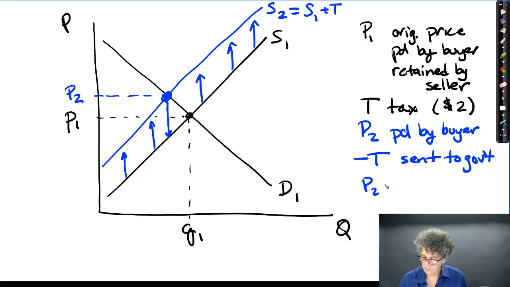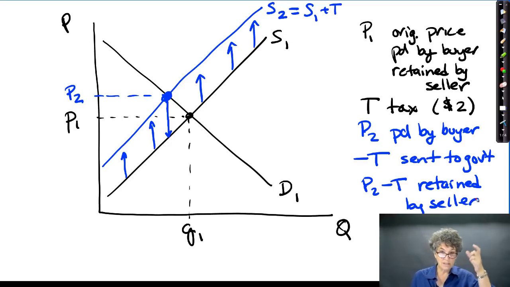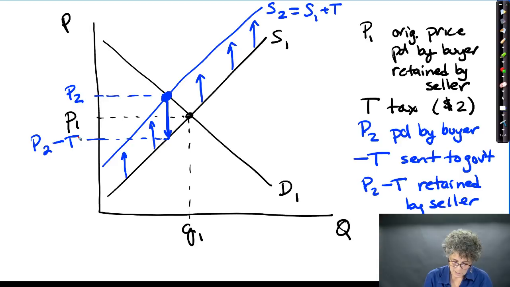And P2 minus T is the amount that's going to be retained by the seller. The way to find P2 minus T on your graph is to go over from P2 back until you hit that second supply curve, and then just drop straight down until you hit the first supply curve, because we know the difference between supply 1 and supply 2 is that amount T. So I dropped down, and then I'm going to dash it over, and that's going to give me P2 minus the tax. So that's the first picture, and that's the picture that shows us the effect of the tax.